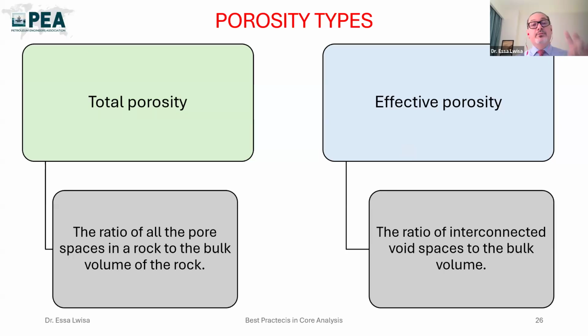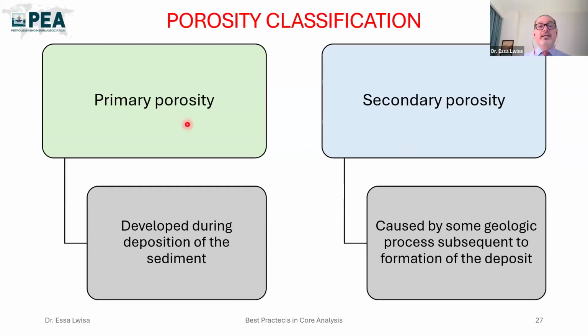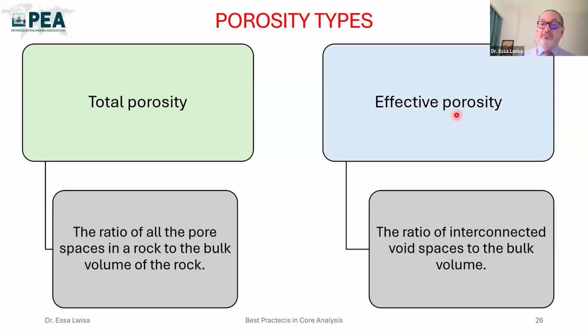So, as I said, we have two types of porosity. Also, we have two classifications of porosity. Two types and two classifications. What are the classifications? Primary porosity and secondary porosity. I forgot to say something. Effective porosity is always less than total porosity. Less or equal to.